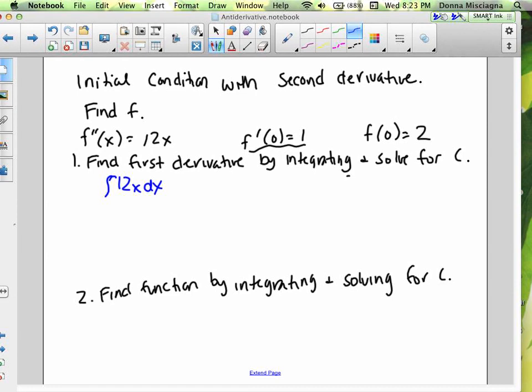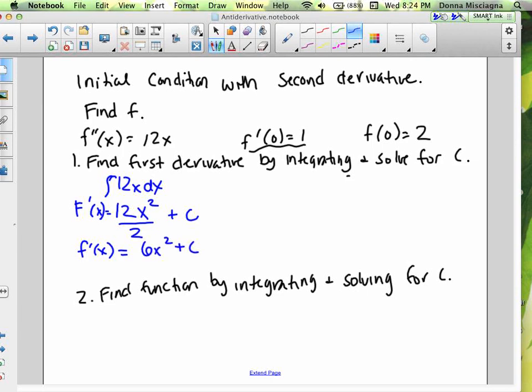If we integrate, and so this, by the way, is the first derivative. We'll have 12x, and then we have to increase the exponent by 1, right? So that would be to the second power. And we have to divide by the same thing. It's just the power rule. And then, of course, plus c, right? Because our constant would be lost when we took the derivative. So we'll simplify this. So the first derivative, plus or minus a constant, would be 6x squared plus c.